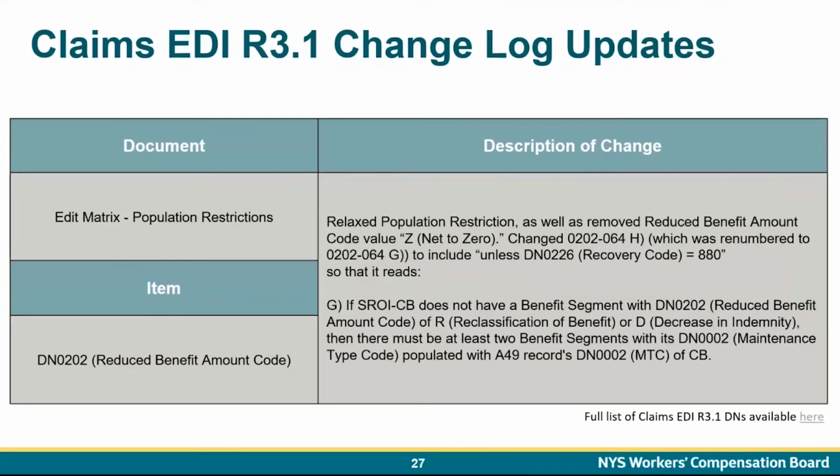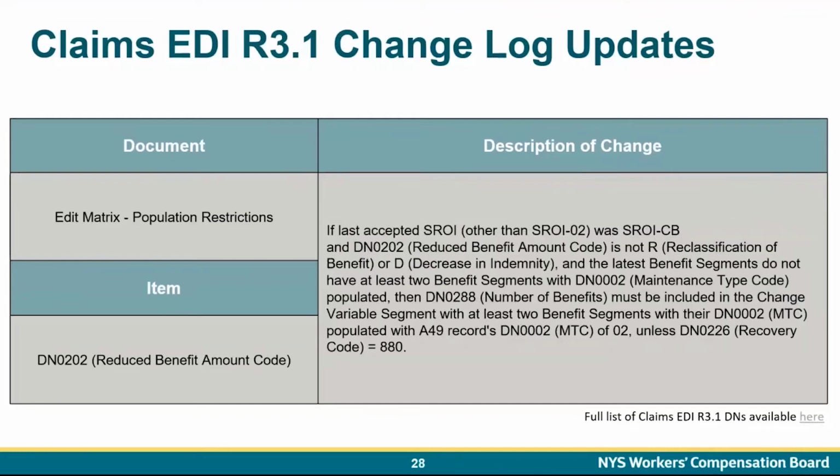Changelog item 203, relax population restriction 202064H. That was also renumbered to 202064G to include unless recovery code equals 880, and then again remove the references to the net to zero. So on this slide, you're going to see how 202064G now reads based on those changes.